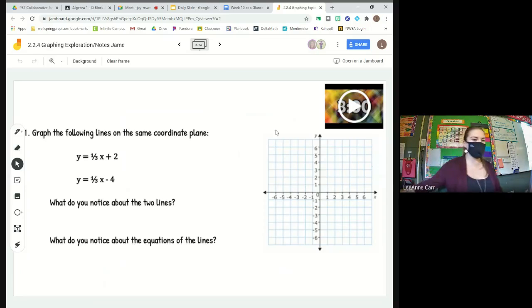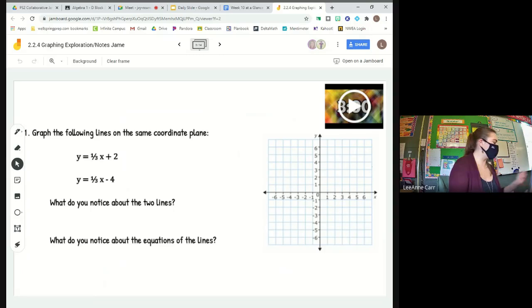For number 1 on your paper, hopefully you have this paper. If not, don't worry about drawing all the grid lines. You can just sketch your axes and the little tick marks. I'm going to give everybody about 2-ish minutes to graph both of those equations. Graph both of those lines. My reminder to you is to use the y-intercept first and then use the slope to guide you.